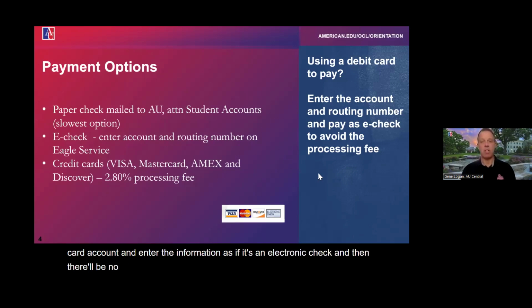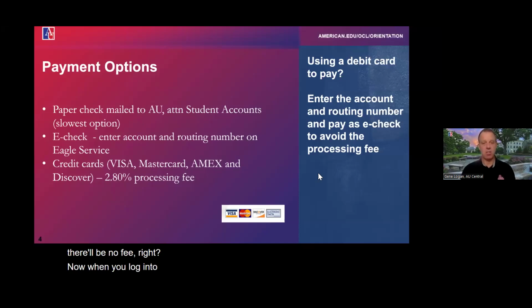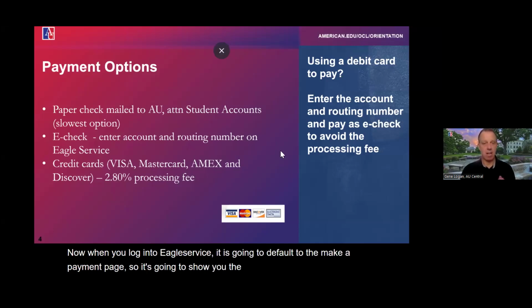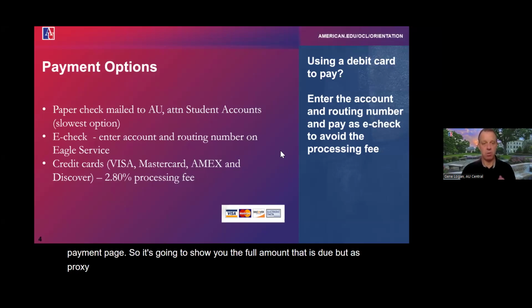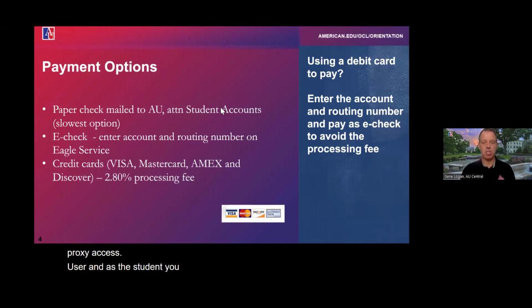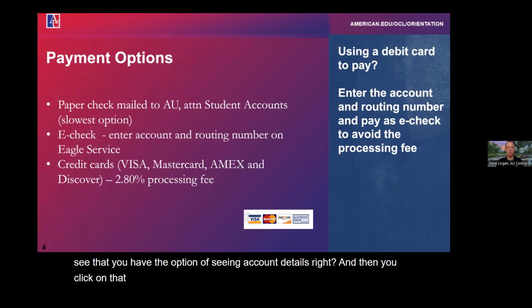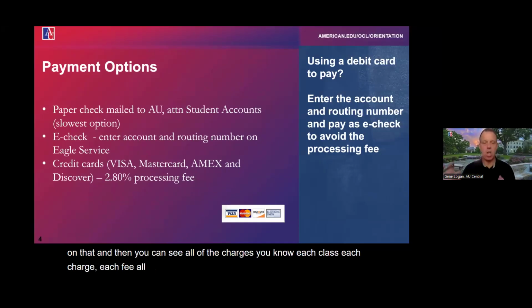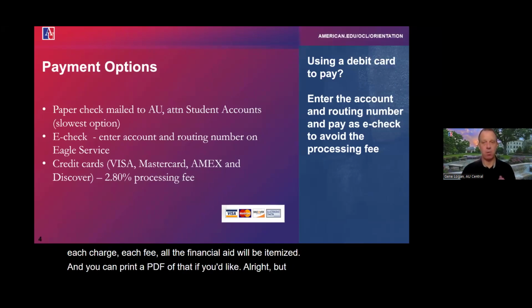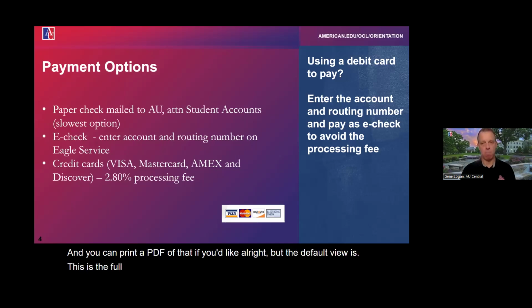Right. Now, when you log into Eagle Service, it is going to default to the make a payment page. So it's going to show you the full amount that is due. But as proxy access user and as the student, you just click one of the options at the top and you'll see that you have the option of seeing account details, right? And then you click on that and then you can see all of the charges, each class, each charge, each fee, all the financial aid will be itemized, and you can print a PDF of that if you'd like, right? But the default view is this is the full amount that you owe.